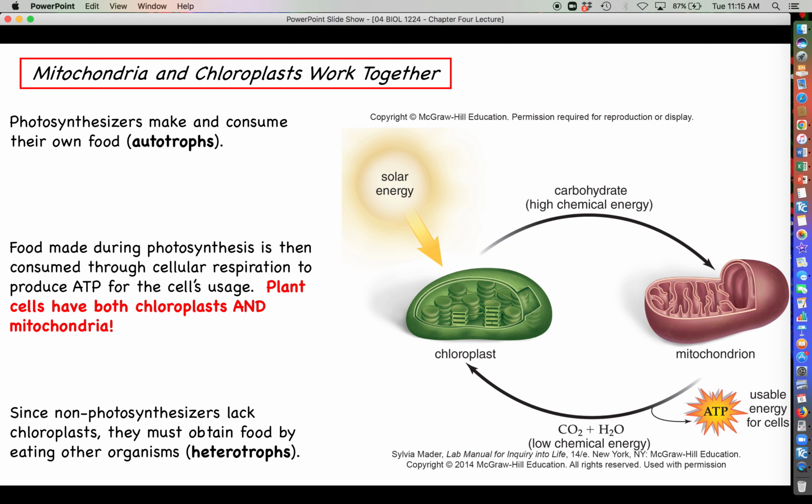So what about us? What about us organisms like humans that are not photosynthesizers? Well, we only have mitochondria. We do not have chloroplasts. We can consume food and get the energy out of it, but we can't make the food through photosynthesis. So we are called heterotrophic organisms. We can consume food, but we can't make our own food, so we have to obtain our food by eating other organisms or eating the byproducts of photosynthesis, which come from plants. So that's fruits and vegetables.